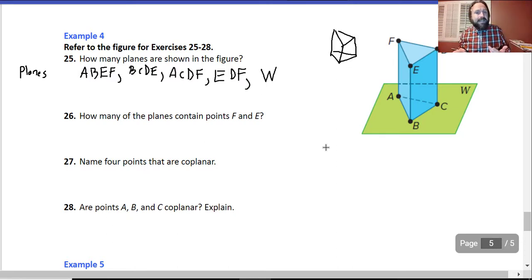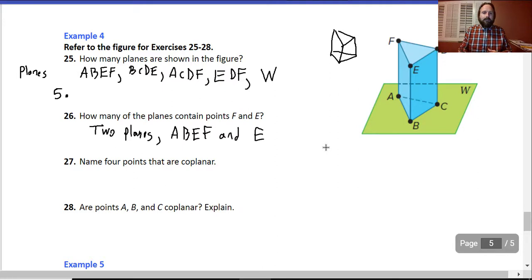Now, for the next question, it asks, how many of the planes contain points F and E? Okay, well, first off, how many planes are shown? 1, 2, 3, 4, 5. Well, now how many planes contain points F and E? Okay, F and E. So that's 1. E, F, no. E, F, no. E, F, 2. So, two planes, and let's name them A, B, E, F, and E, D, F. There we go. So once again, you guys are going to just answer the questions. And we're hitting that 20-minute mark, so let's try to get this done ASAP.